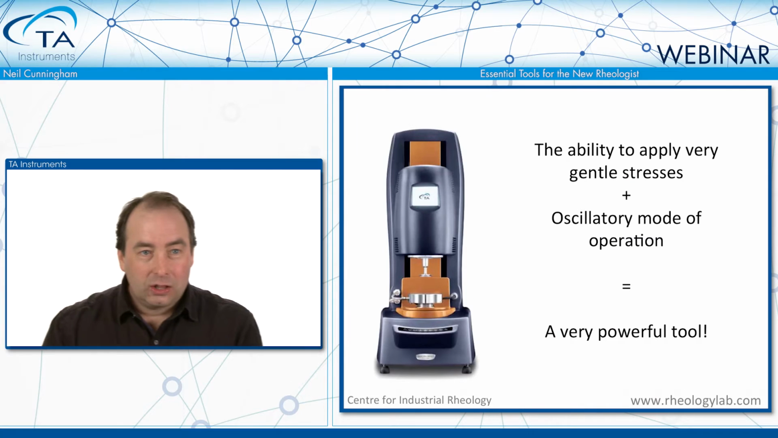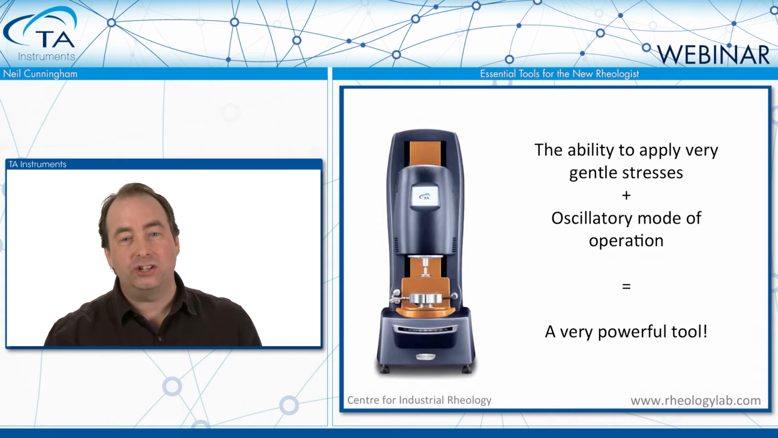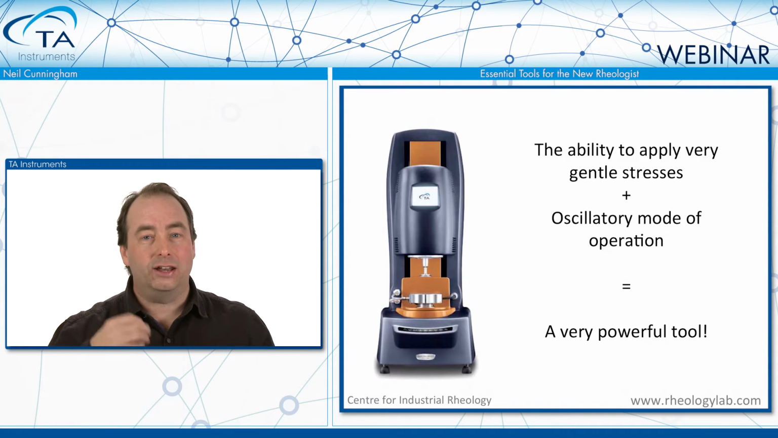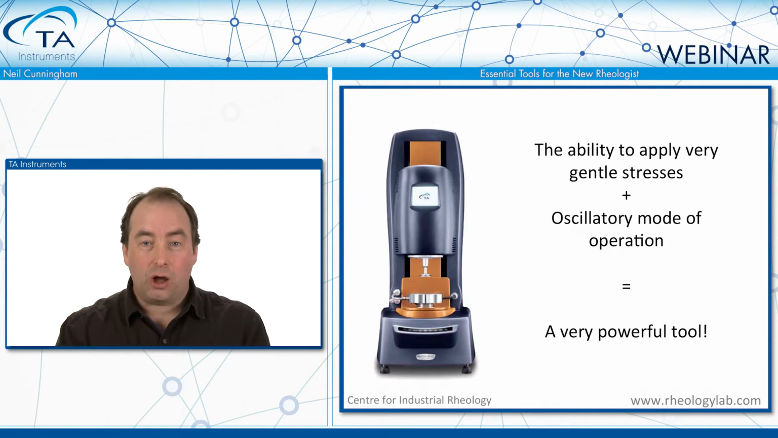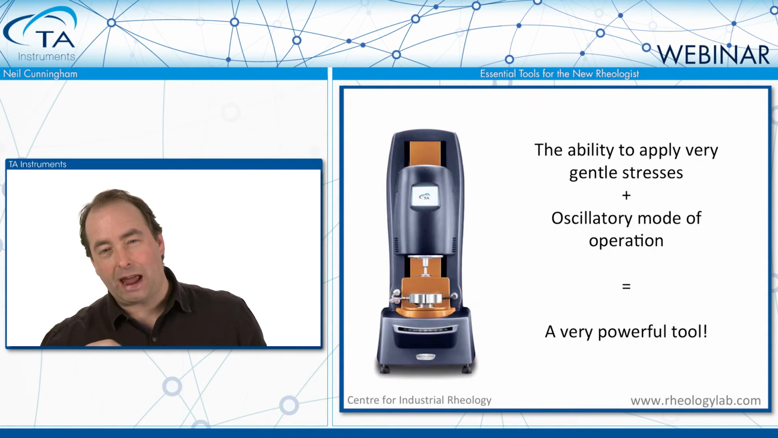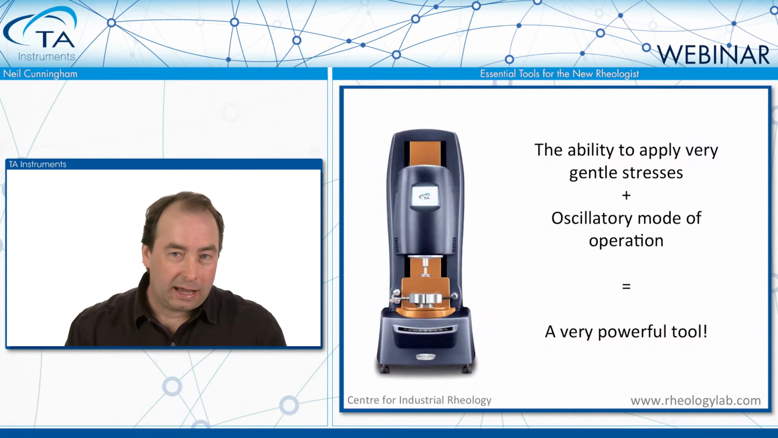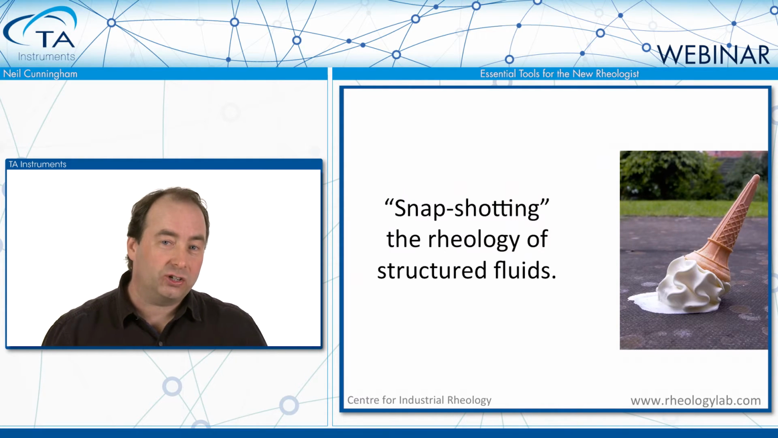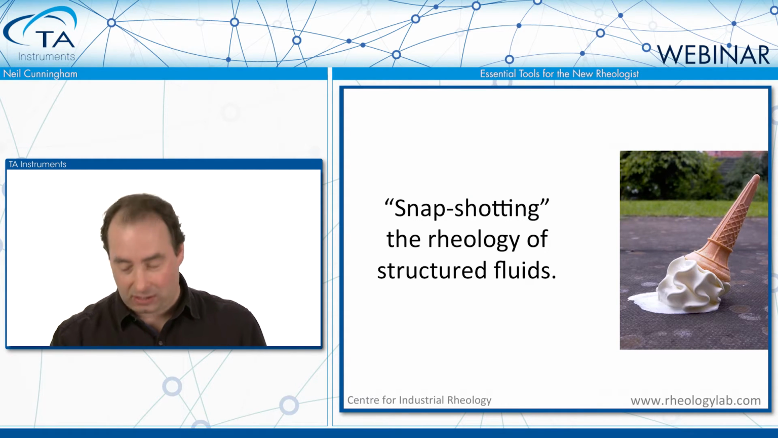And so the combination of the ability with a high-end rheometer to apply some very gentle stresses to probe our material, to gently apply some stress and remove the stress, in an oscillatory mode of operation, so to push and let go and push and let go, is a really powerful combination that gives us a lot of characterization capability in an instrument. Right, okay, so what I'd like to do now is show you some techniques that we can use for obtaining some simple rheological snapshots of, firstly, structured liquids, and then secondly, viscoelastic materials.